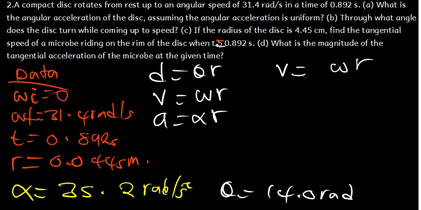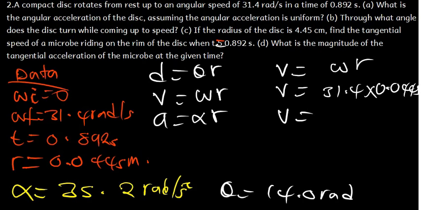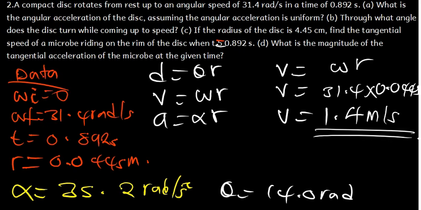So the linear speed is going to be 31.4 times the radius, which is 0.0445. So the linear speed is going to be 1.3973, which is just the same as 1.4 meters per second. So this is going to be my tangential speed.